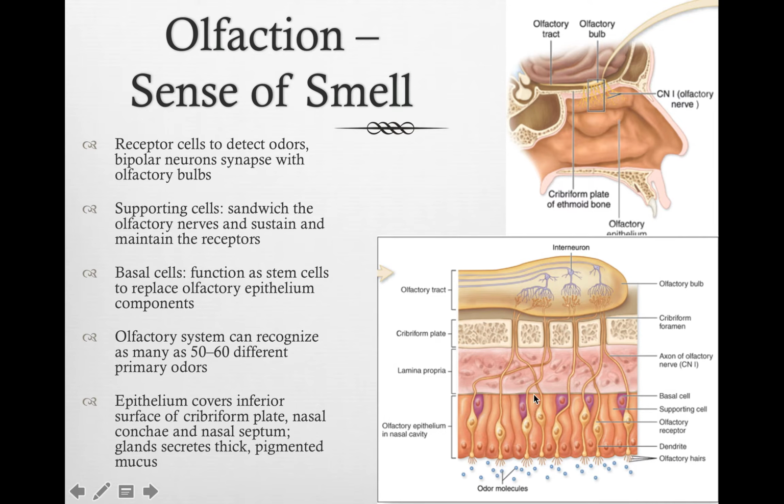The basal cells, on the other hand, these are kind of spread throughout, but you see them here in purple. These are stem cells, and these are there to replace olfactory epithelium, which is this tissue overall, when, as it turns out, you damage it. And that does happen from time to time.